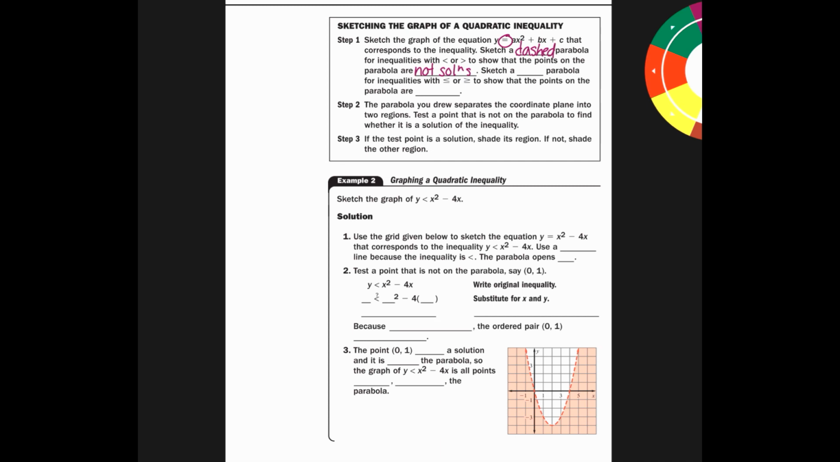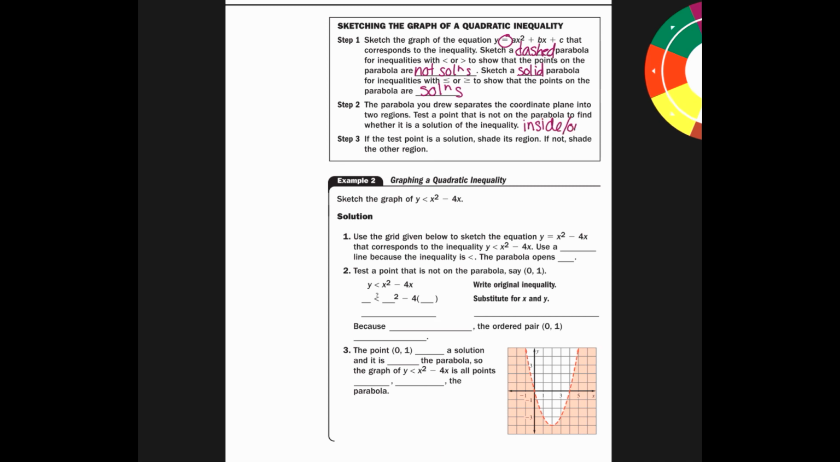But if you sketch a solid parabola, which is what you do if you have greater than or equal to and less than or equal to. So if you have that line under, okay, then you can know that it's a solution. So they are solutions. And the parabola that you drew separates the coordinate plane into 2 regions. Okay, it separates it into the inside and the outside.